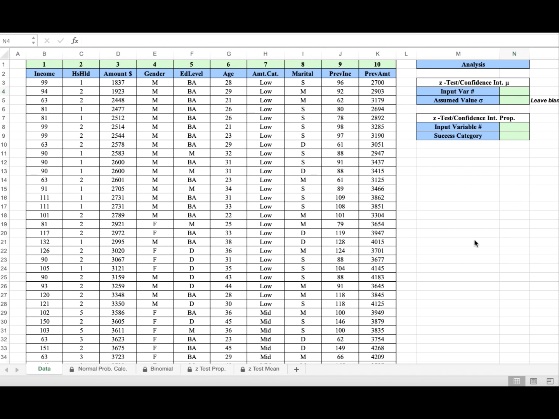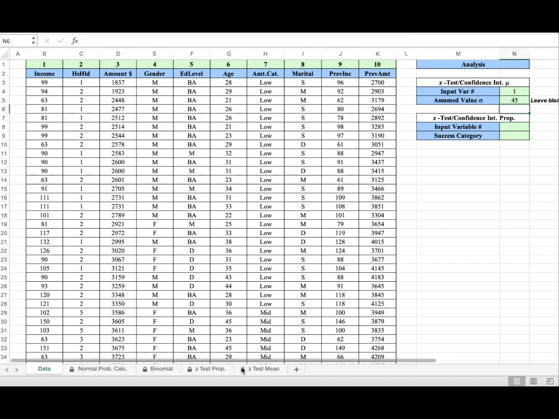Let's go to our Excel tool now to practice running our z-test and confidence interval for the population mean, and then we can discuss the results. Remember, to run a test for a quantitative variable, we only need the variable number. Here we're testing income, which is variable number 1. Our data are already in thousands of dollars. So to enter the assumed value for sigma of 45,000, we would only need to input 45.